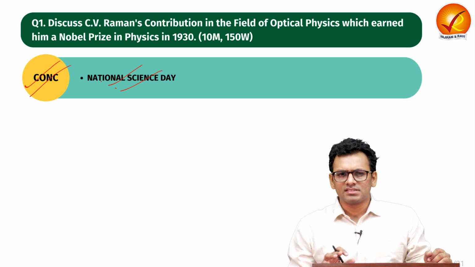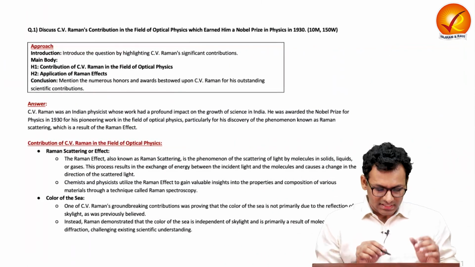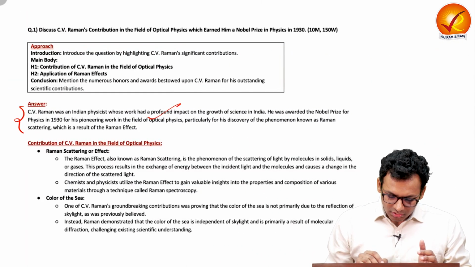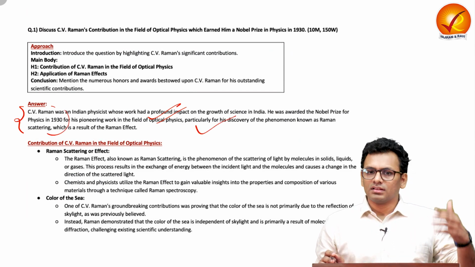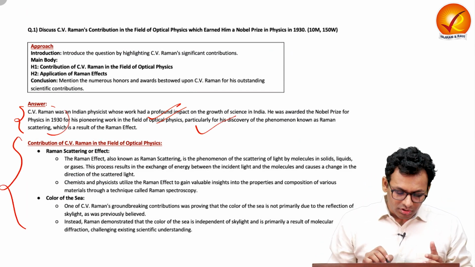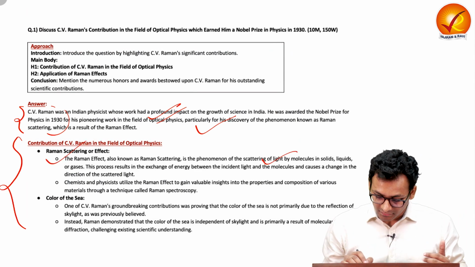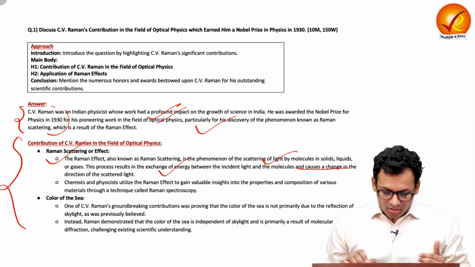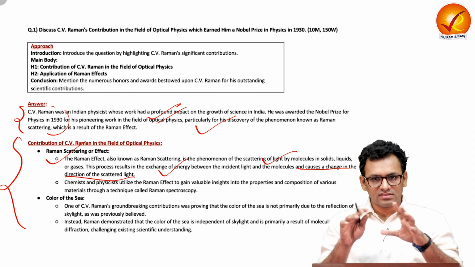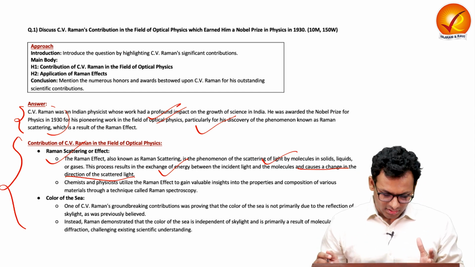So let us see the model answer and understand how we can inculcate the same in our answer writing practice. As we witness, in the introduction, you can talk about the impact, the Nobel Prize, and the Raman effect. In the contribution part, you can define the Raman effect as a phenomenon of scattering of light by molecules and exchange of energy, causing a change in direction of scattered light as well as in different physical conditions of light like wavelength, etc.